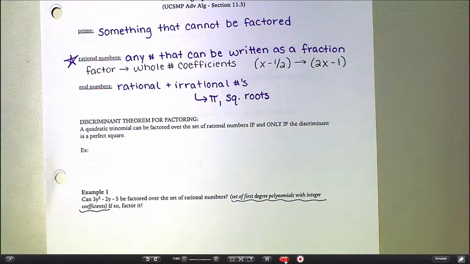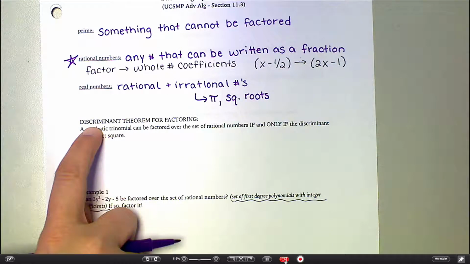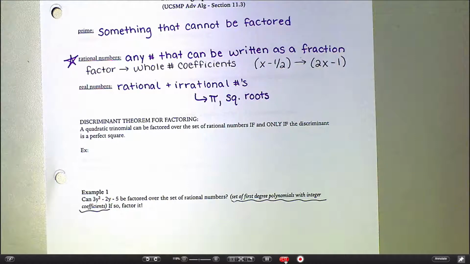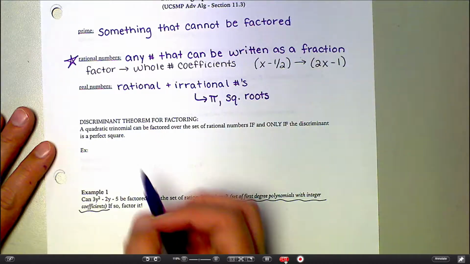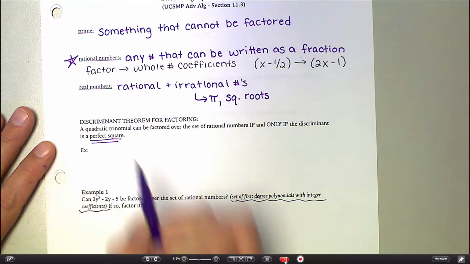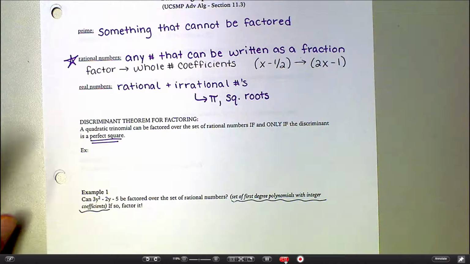Okay, here's our other thing that seems like it's out of left field, talking about the discriminant. Like, what the heck? This is from chapter 6, right? But the discriminant theorem says that if you find the discriminant of a quadratic trinomial, which all of the trinomials we've been working with so far have been quadratics, anything that's got that x squared and the x and whatever, those are all quadratics. If you have a quadratic trinomial and you find the discriminant, and the discriminant comes out to be a perfect square, then we know that the trinomial can be factored.